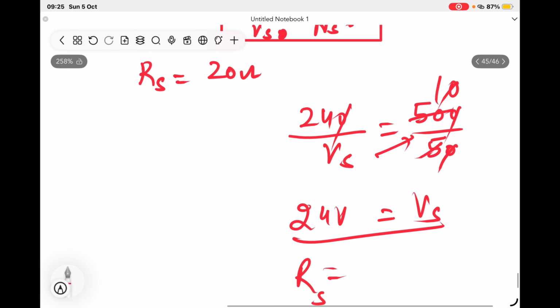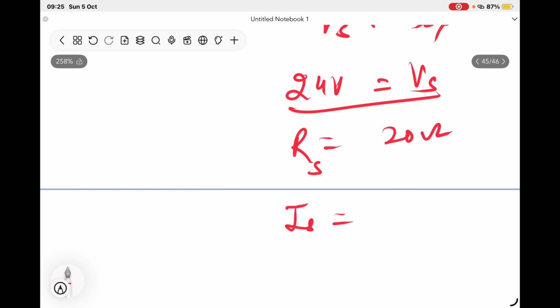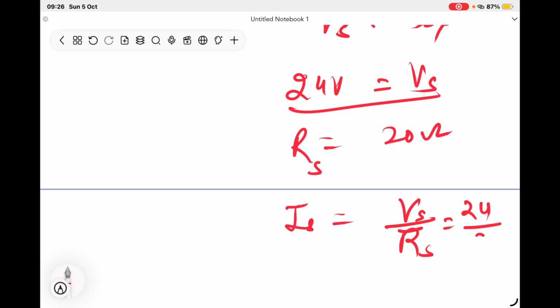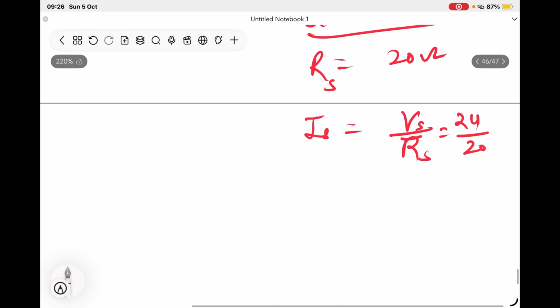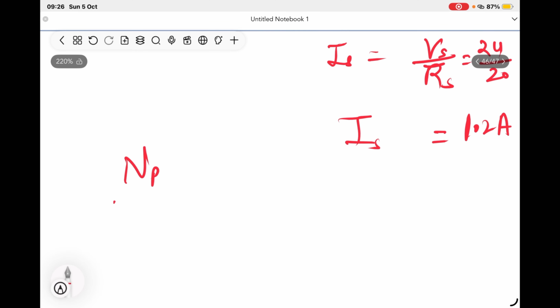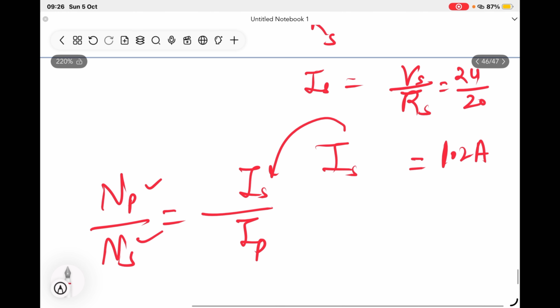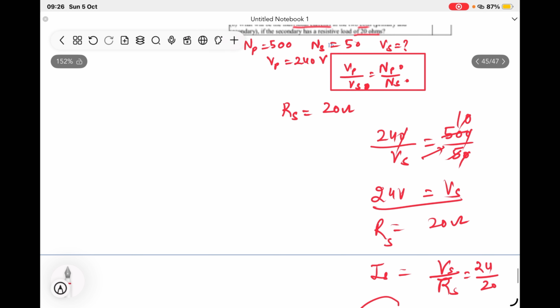Now V secondary is 24 volt. Resistance of the secondary is, you can see, 20 ohms. So how much is I secondary? I secondary is V secondary by resistance secondary, so 24 by 20, which is 1.2 ampere. So this is I secondary, and now you should know the formula already. N primary by N secondary; in current it is I secondary by I primary. You can substitute I secondary here, and I primary will be found that way.